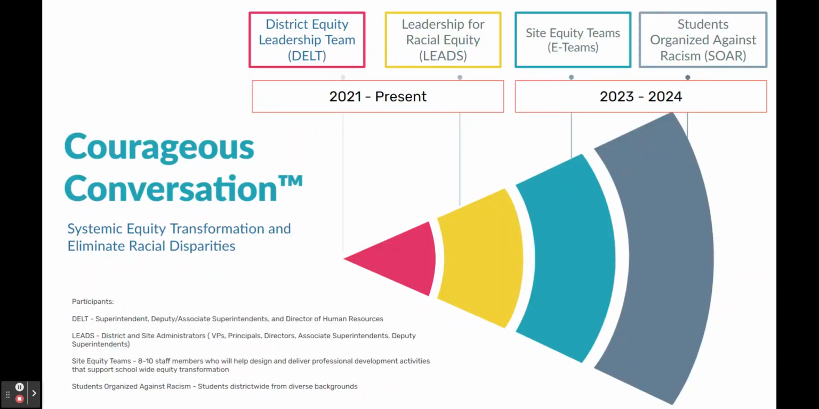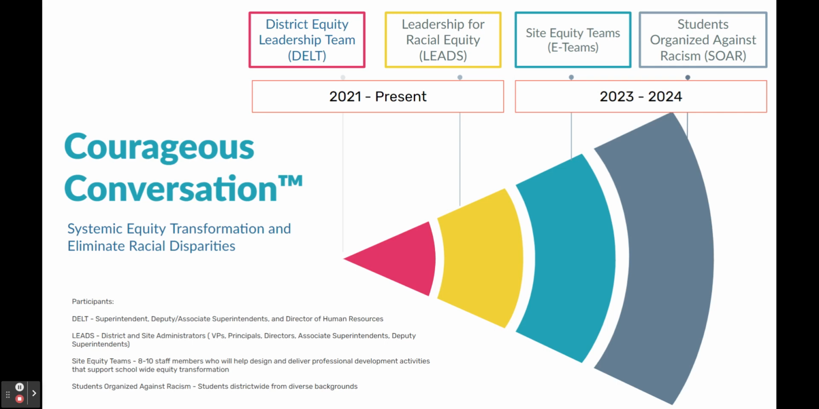Our work with Courageous Conversation began with our District Equity Leadership Team, or DELT. This team includes myself, the Deputy and Associate Superintendents, and Director of Human Resources. We began working with Courageous Conversation in 2021, along with all of our district-level administrators. This year, we broadened our work to create LEADS, a Leadership for Racial Equity Working Group. This group consists of all site and district administrators. We also trained every staff member this year in the basics of Courageous Conversation protocol.